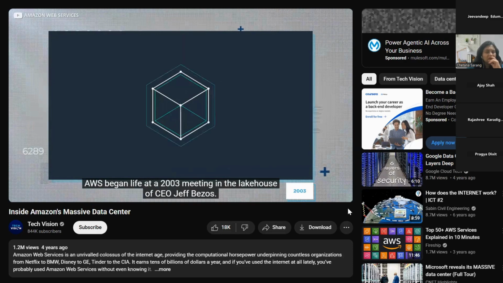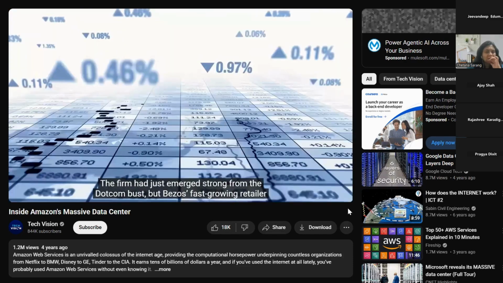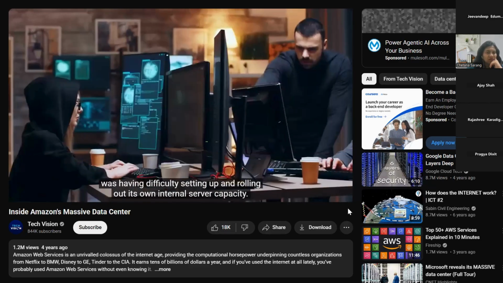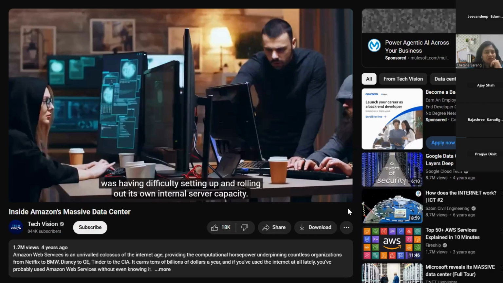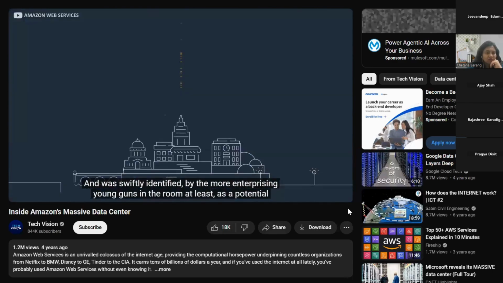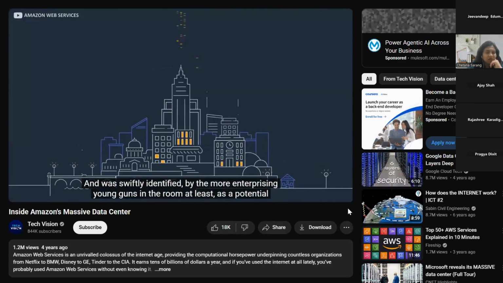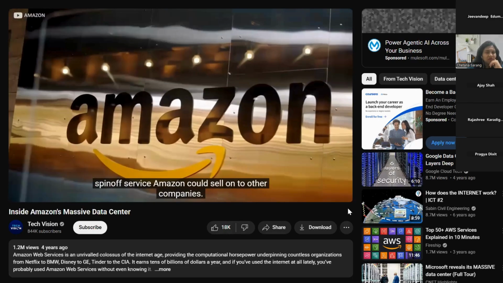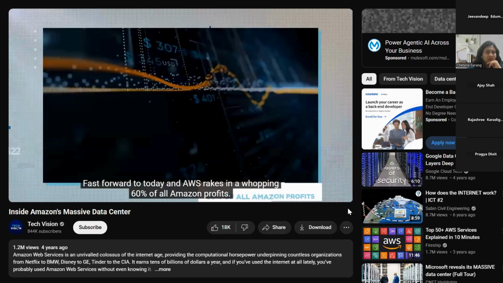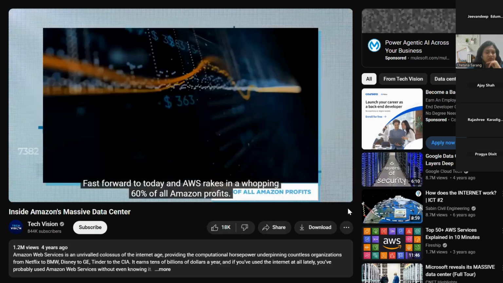The firm had just emerged strong from the dot-com bust, but Bezos' fast-growing retailer was having difficulty setting up and rolling out its own internal server capacity. A scheme promising fast, scalable server infrastructure was duly hashed out and was swiftly identified, by the more enterprising young guns in the room at least, as a potential spin-off service Amazon could sell on to other companies. Fast forward to today, and AWS rakes in a whopping 60% of all Amazon profits.